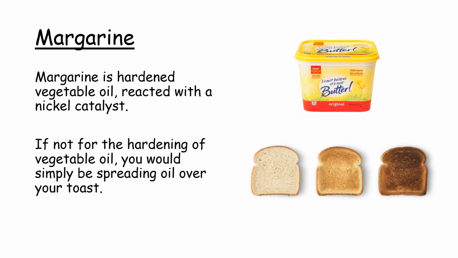So margarine is an example of hardened vegetable oil. Margarine is very similar to butter, and you use it to put on your toast or on your pieces or something like that. So what's happened to the margarine? Margarine started as an oil. It went through hydrogenation, so hydrogen and a nickel catalyst, and here we have a fat. So margarine is classed as a fat, because it's been hardened in order to become more of a solid.